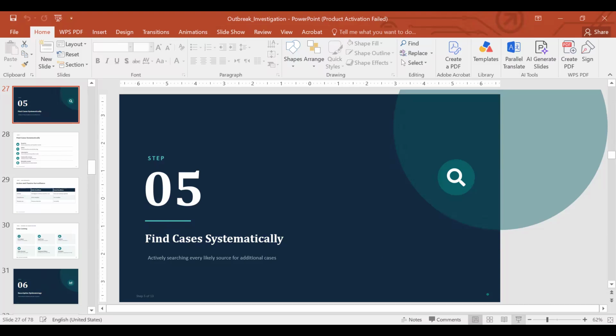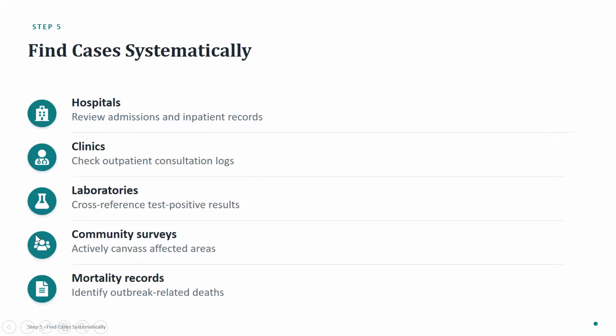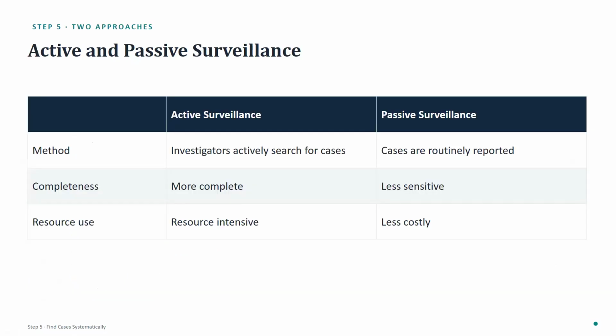So step 5 is we have to find the cases systematically. To find these cases, we need the role of hospitals to review the admissions and inpatient records, the clinics where we check the outpatient consultation logs, laboratories, to cross-reference test positive results, community surveys to actively canvass the affected areas, and mortality records to identify the outbreak-related deaths. So this surveillance can be active and passive as well.